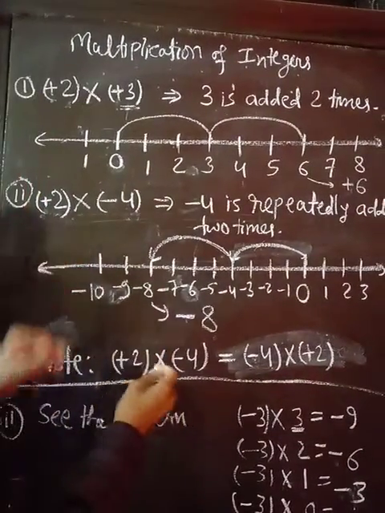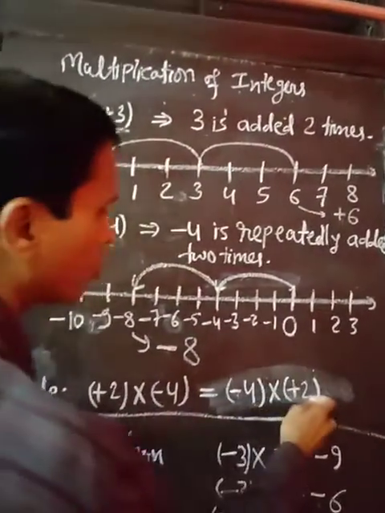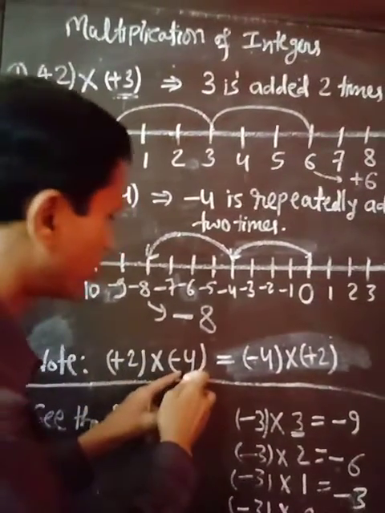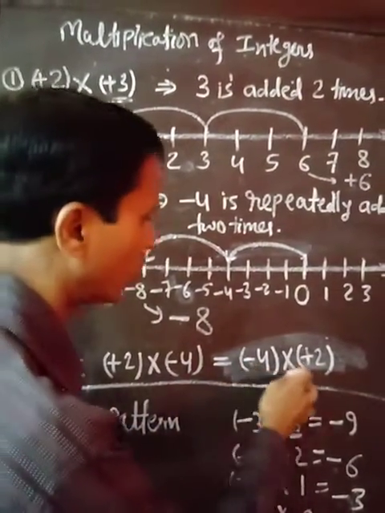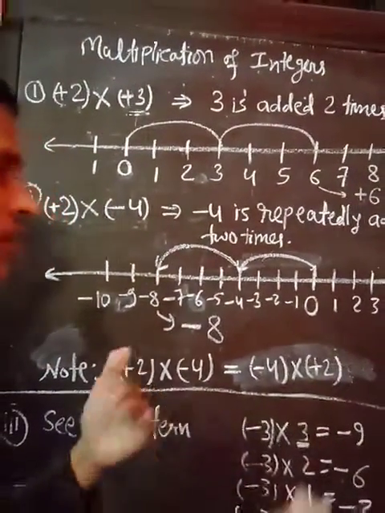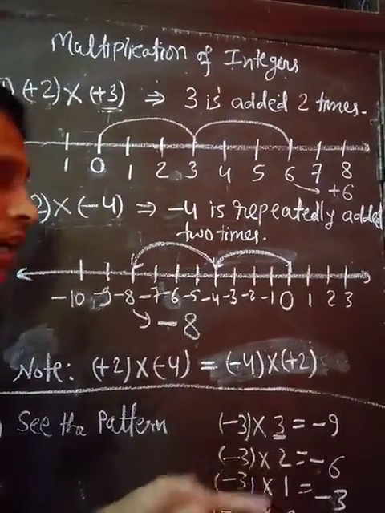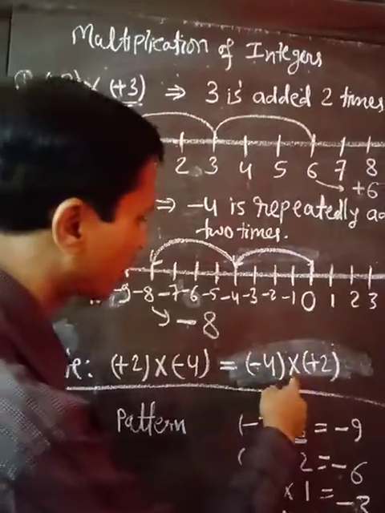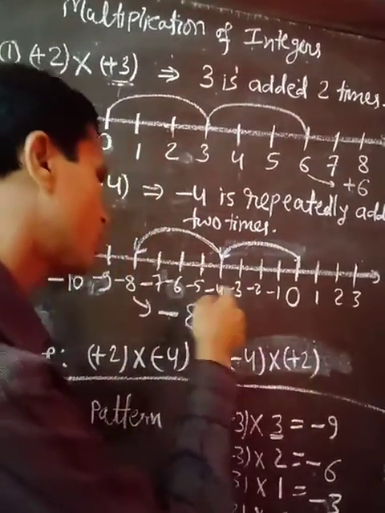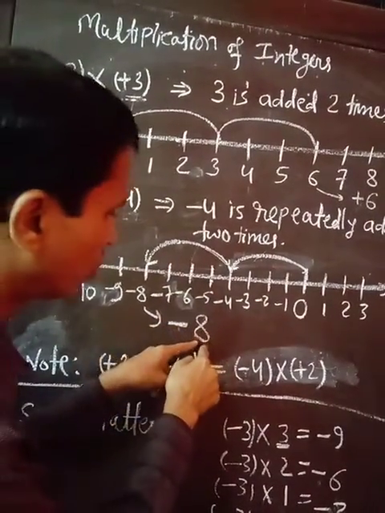And suppose this question was given this way, changing the order: minus 4 into 2. So the same result will be there. 2 into minus 4 is the same as minus 4 into plus 2, because this is the property of multiplication. We can change the order. 4 eights, I mean 4 twos are 8, and 2 fours is also 8. So whether you change the order, the same answer will be there. So minus 4 into plus 2 is also minus 8, and plus 2 into minus 4 will also be minus 8.